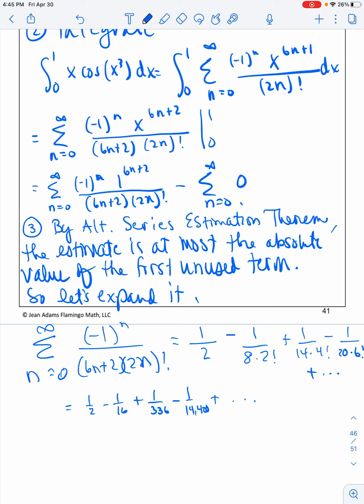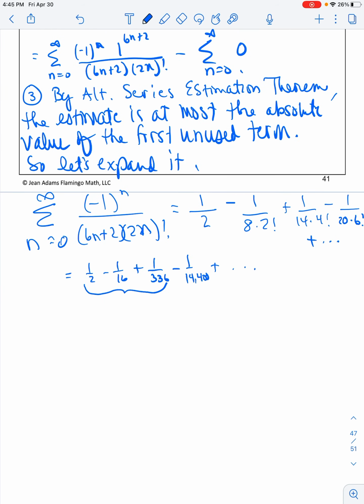And then let's go ahead and clean it up a little bit. 1/2 minus 1/16 plus 1 over 336 minus 1 over 14,400 plus dot dot dot. These first 3 values, if you added those up on your calculator, you would get 0.440.